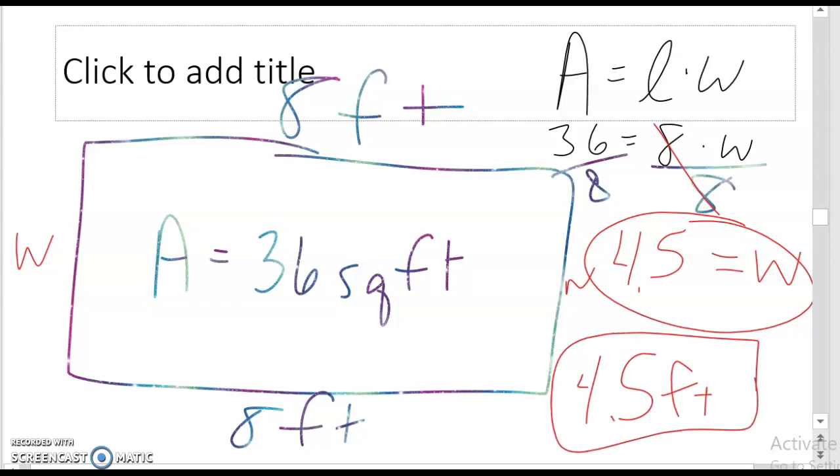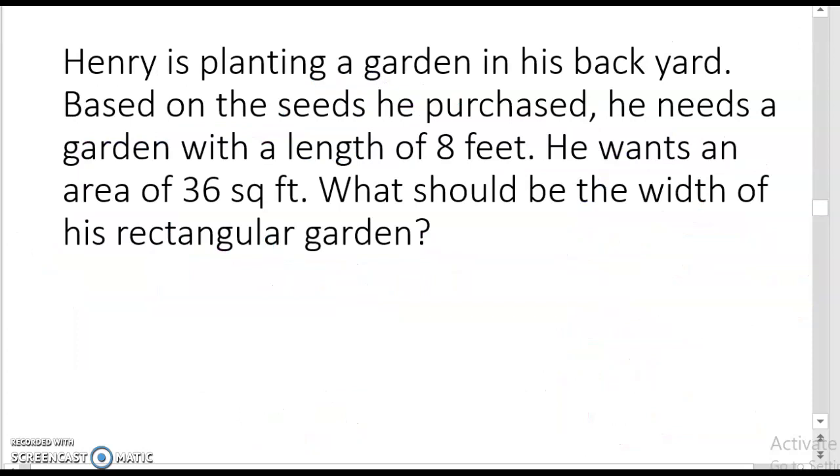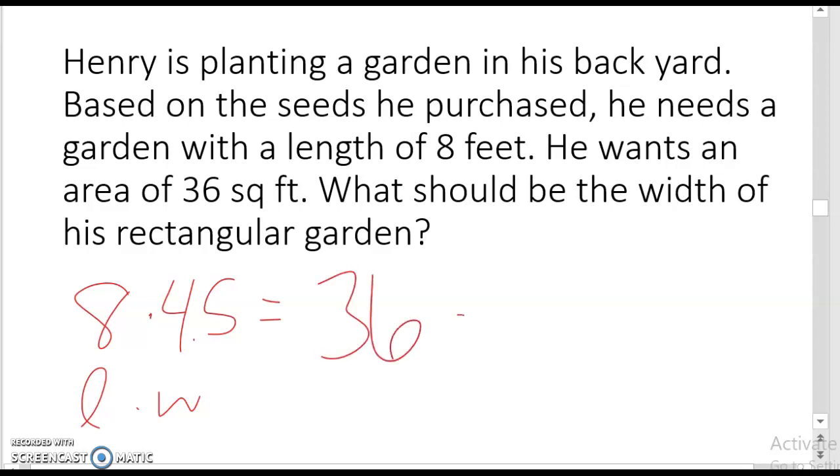Now, remember, it's always important to go back and think, does that answer make sense? So when I go back to my question, if the length is 8 and the width is 4.5, area is length times width. If I multiply 8 times 4.5, I get 36, which is the area. Oh, excuse me. And therefore, yes, it not only makes sense, but the math checks out. We are golden.